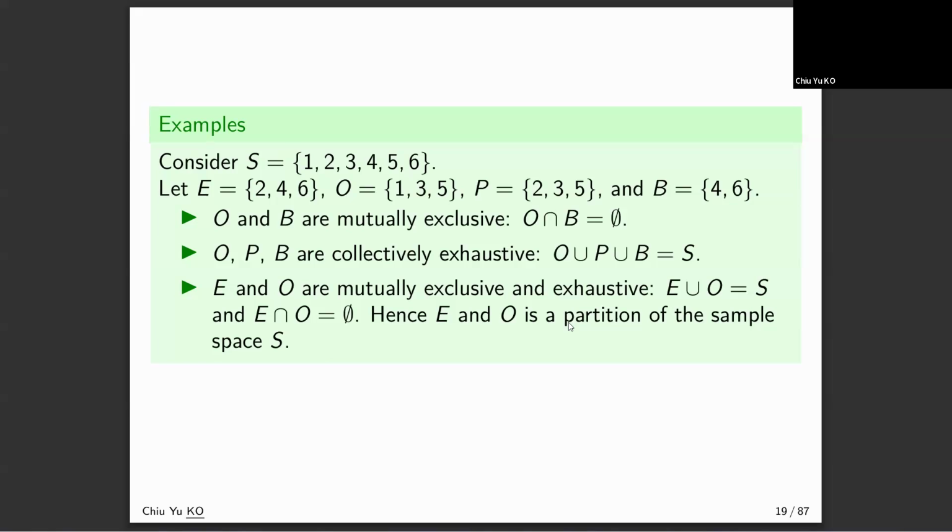So you can see mutually exclusive means cannot be both true, and collectively exhaustive means one of them must be true, right? So cannot be all false. Right, because they are two extremes. Okay, and it turns out that even and odd will be a partition, right? Because either E or O, one of them must be true, cannot be both, right? And that is the idea. Okay.